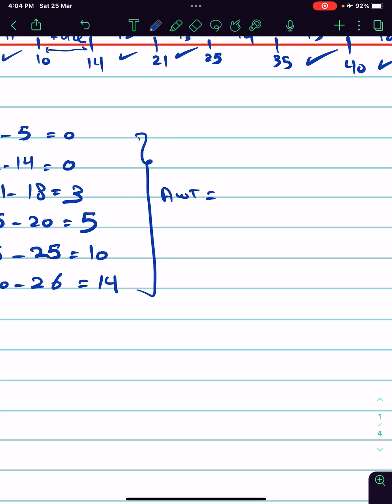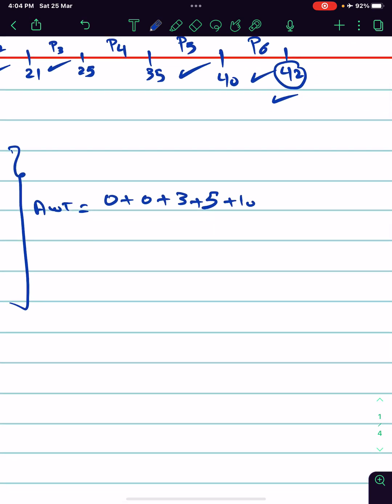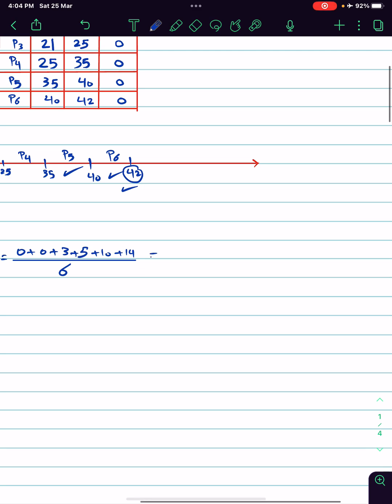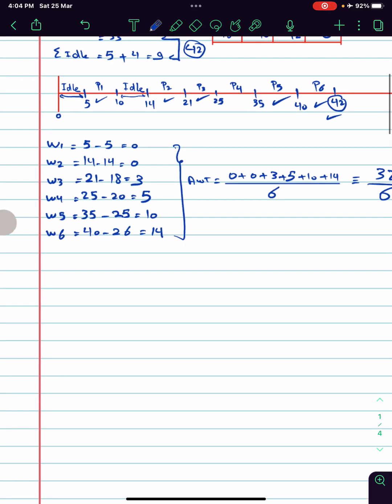The average waiting time, of course, as we know, that would be the sum divided by the count. So 3 plus 5 plus 10 plus 14 divided by 6. They are 6, correct? So that would be 8, 18, 28, 32 divided by 6, which is going to be 5.333. Okay, so that would be the average waiting time.